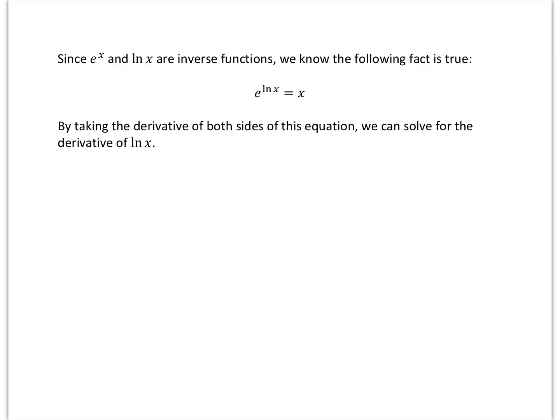Okay, so we listed e to the x and ln x as inverse functions. So we know the following fact is true. We know that if we compose e to the x and ln x, we get x. This is the composition, e to the ln of x. We know we'll get x. Those undo each other. By taking the derivative of both sides of this equation, we could solve for the derivative of ln x. So that's what I'm going to do. I'm just going to take d dx of both sides. d dx of e to the ln of x equals d dx of x.